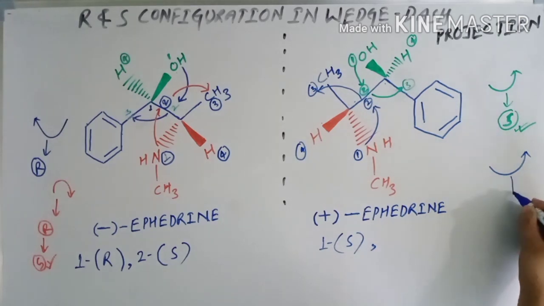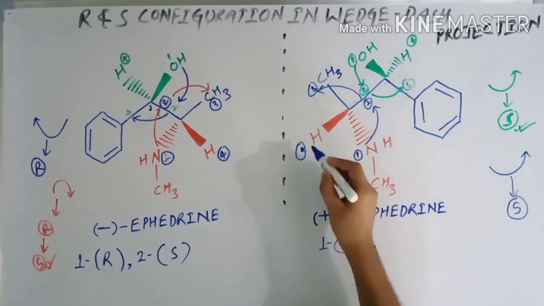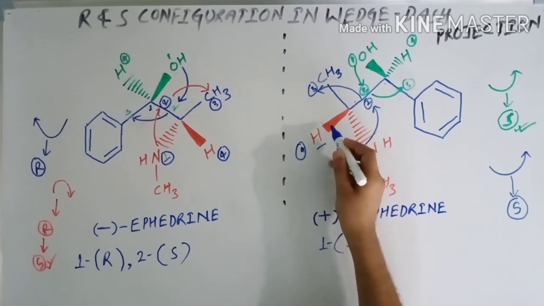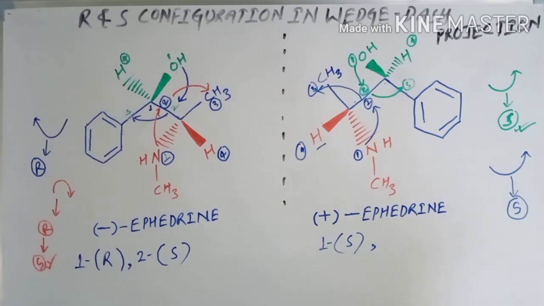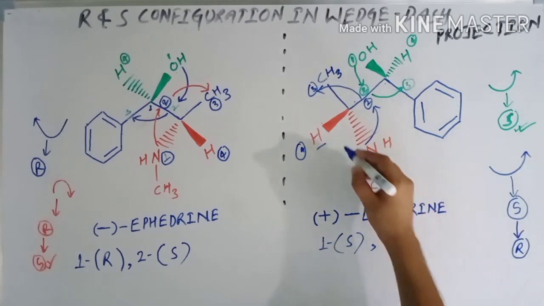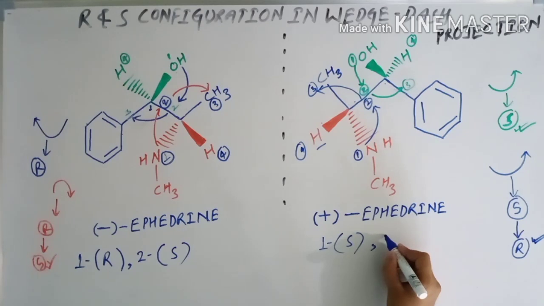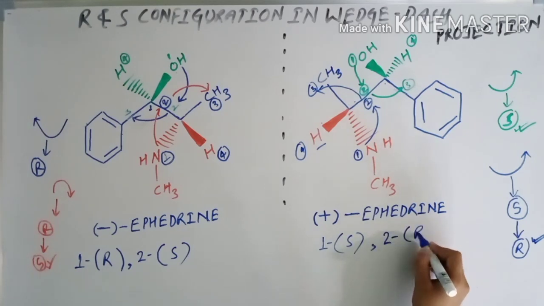So if it is anti-clockwise, then the configuration of that chiral carbon may be S. Now we have to look at the lowest priority group. Lowest priority group here is hydrogen, and it is connected by this wedge line, and a wedge line is always above the plane. So if the lowest priority group is present above the plane, the configuration flips from S to R. So this second carbon has R configuration.